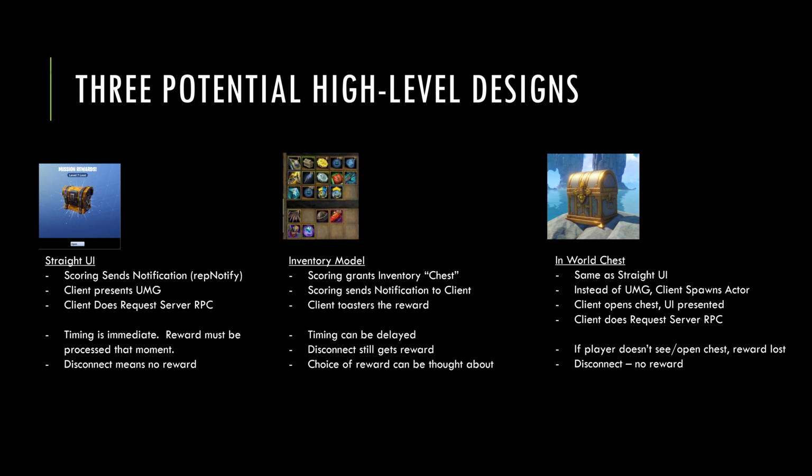The third one is the in-world chest, right? Where we would spawn a chest in front of the player. The player then interacts with the chest and gets their reward. So largely the same as the straight UI. The only difference really here is that instead of presenting a UMG widget, we first spawn an actor into the world. And we have to protect that actor so that no one else can interact with it except the player that it was intended for. The player then opens that chest and we present the selection UI. They make their choice. We then RPC back to the server to let the server know what that choice was.